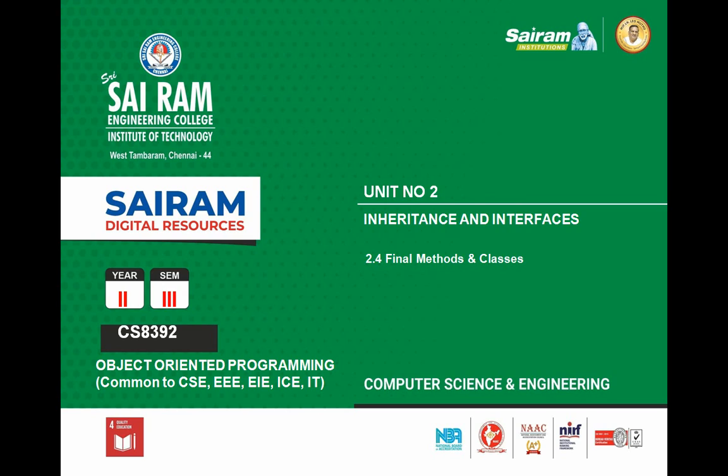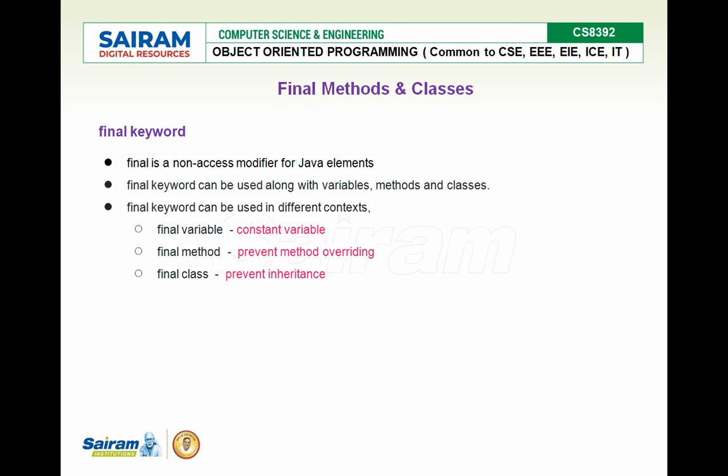So to prevent changing a variable value, redefining a method definition, and inheriting classes, the final keyword is used in Java. Let's see how it is used. Final keyword. Final is a non-access modifier for Java elements. It can be used along with variables, methods and classes.